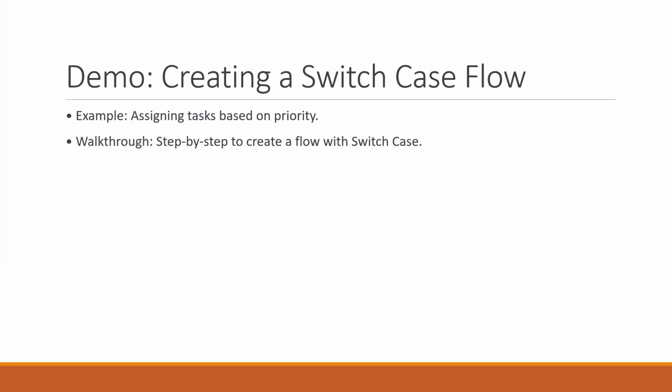Alright, demo time. In this example, we will create a flow to assign tasks based on priority. We will use switch case to send tasks to different users based on whether it's a low, medium or high priority task. Let's get those flows running like a well-oiled machine.